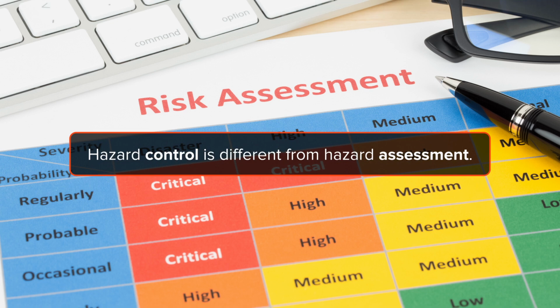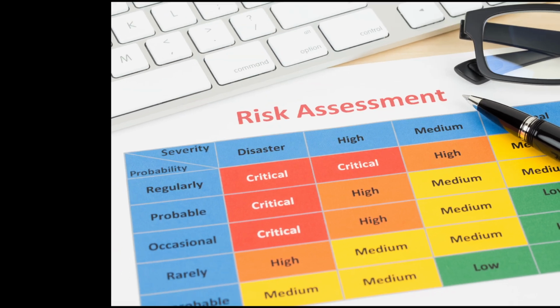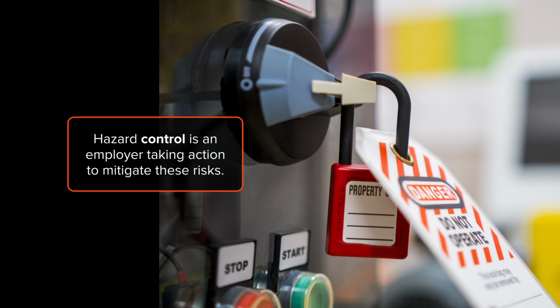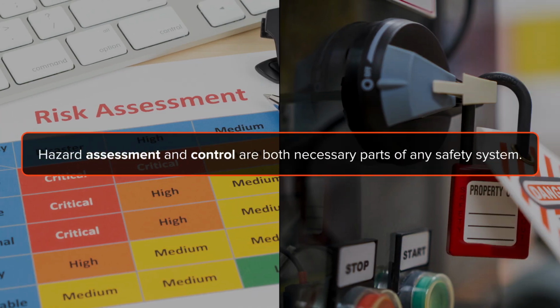Hazard control is different from hazard assessment. Hazard assessments inform us of hazards and their relative risk levels. Hazard control, on the other hand, is an employer taking action to mitigate these risks. Hazard assessment and control are both necessary parts of any safety system.